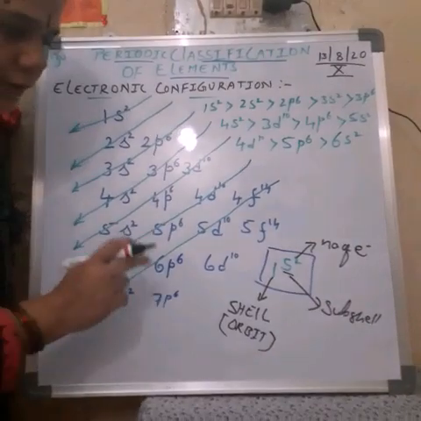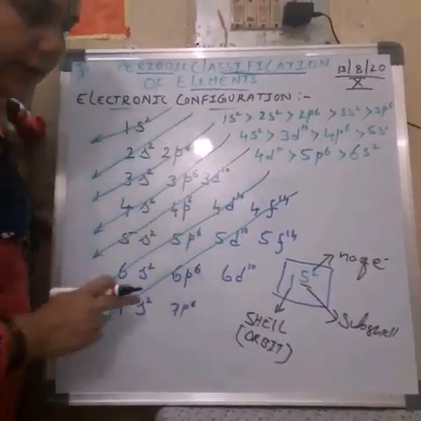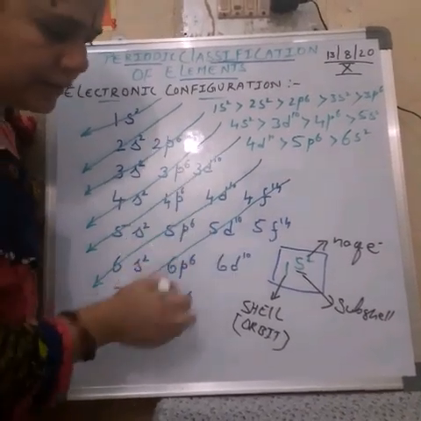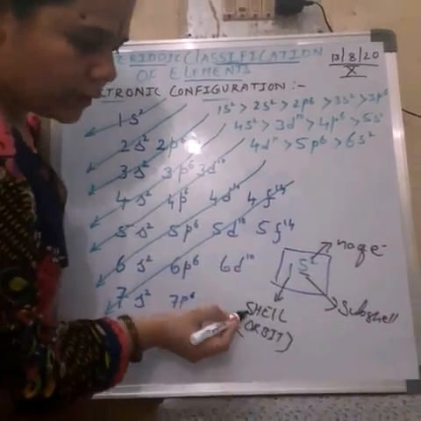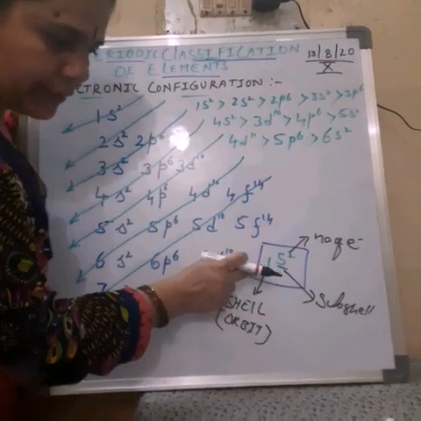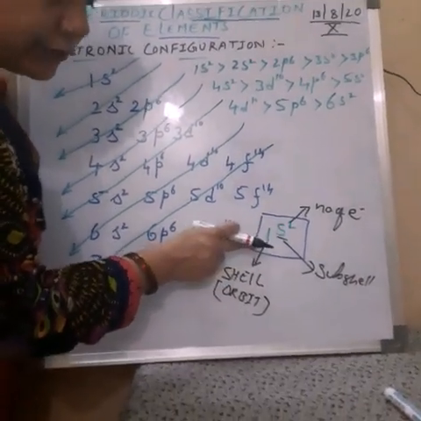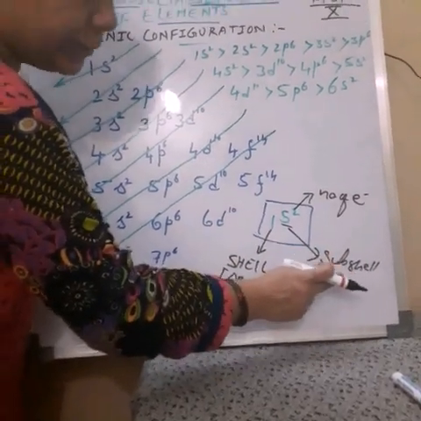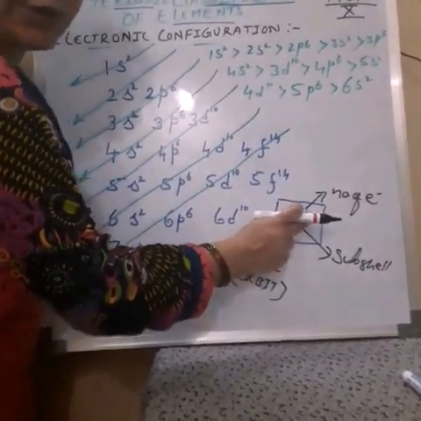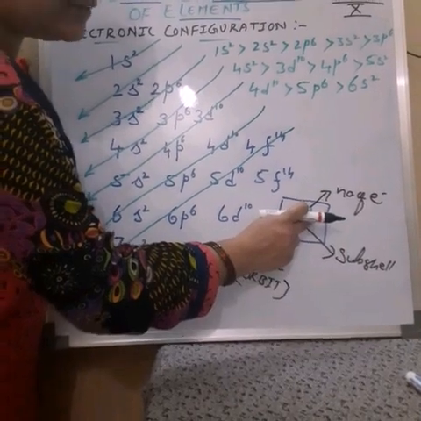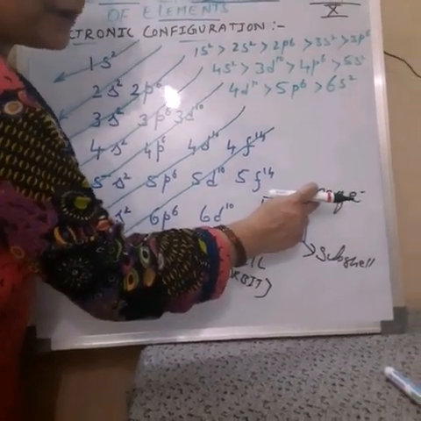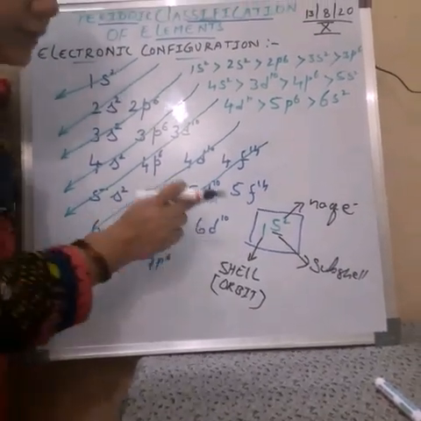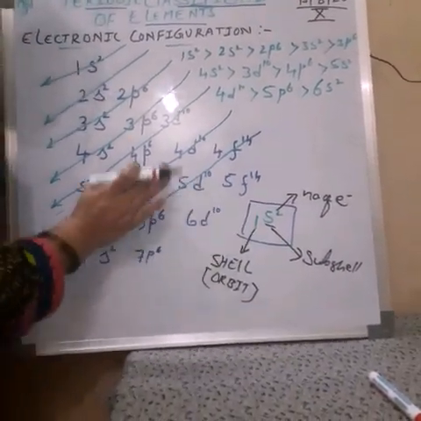Got it, children? If you can recall, I mentioned in the earlier session that every electronic configuration will help us to know three main things. One, the shell, that is nothing but orbit. Then the subshell, which is also called orbital, and the exponent. The exponent, or the power, will help us to know the number of electrons. Followed, children?